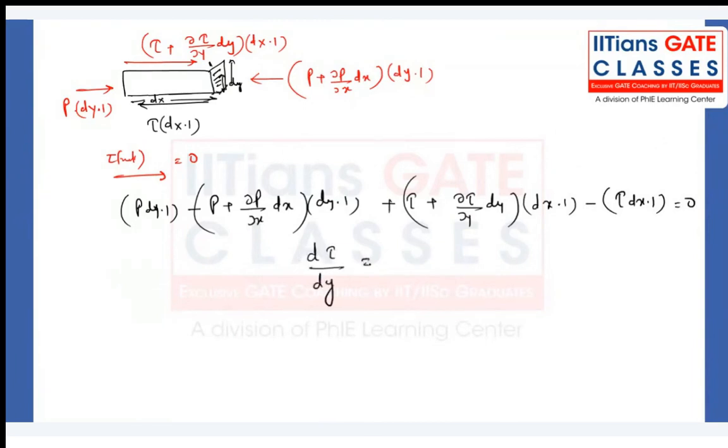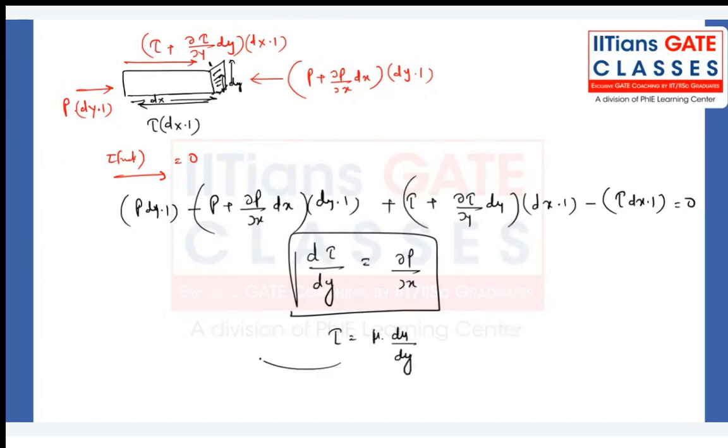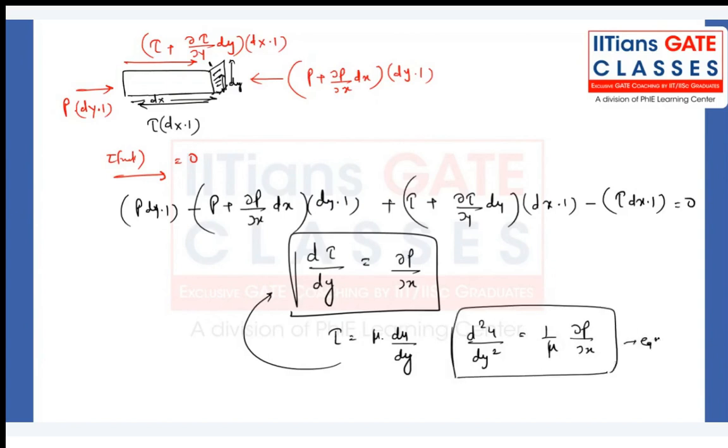equals dou p by dou x. Tau, we know from Newton's law of viscosity, is mu du by dy. Put that over there, and you will get d square u by dy square equals 1 upon mu dou p by dou x. Equation number 1. Tomorrow we will continue from equation number 1.